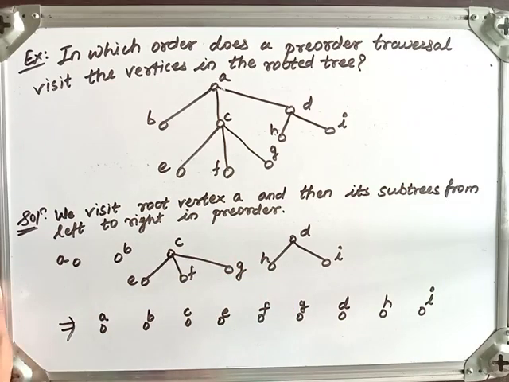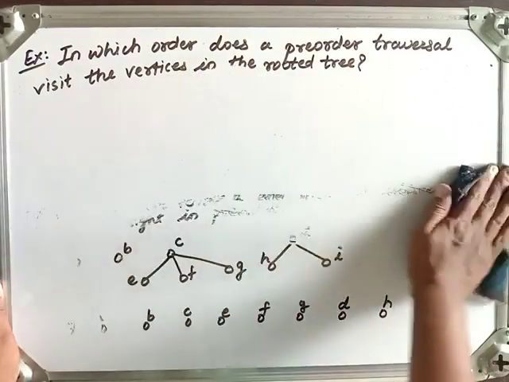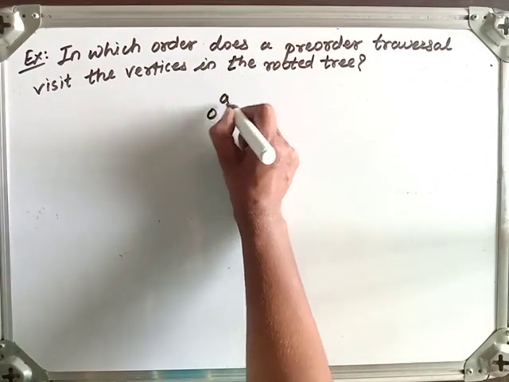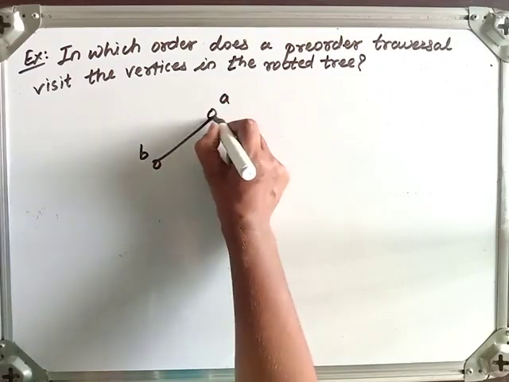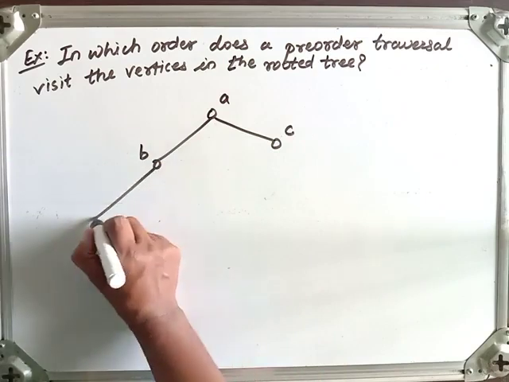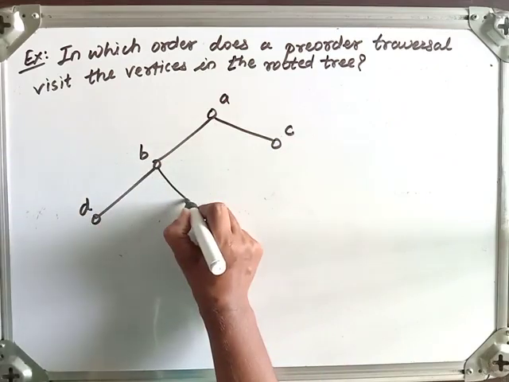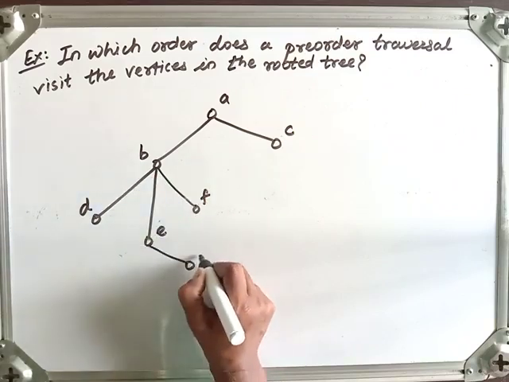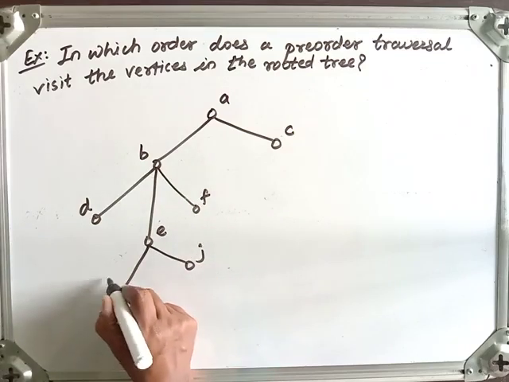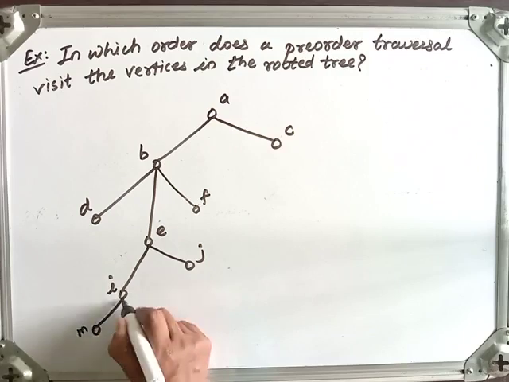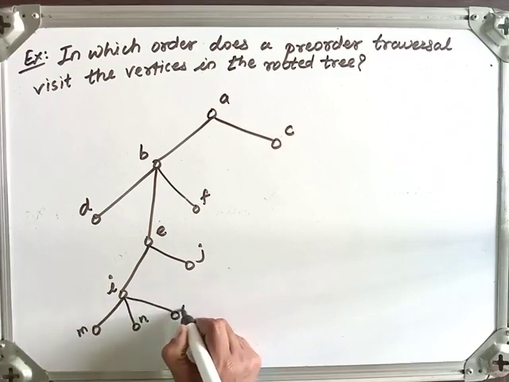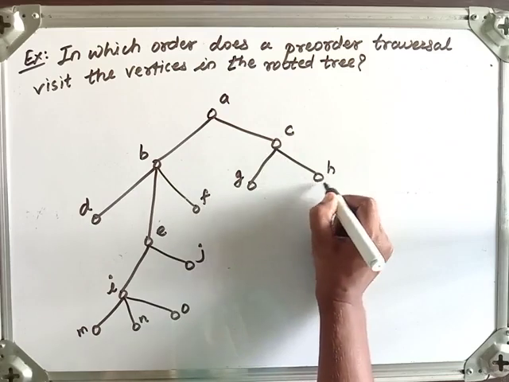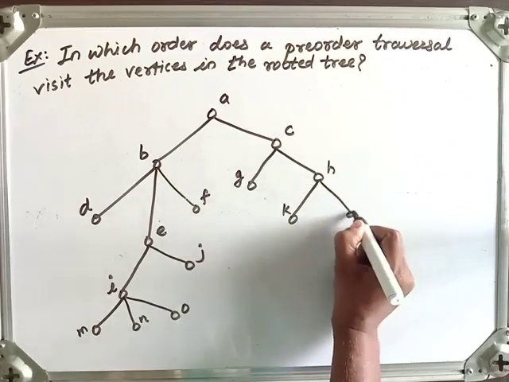Now let me give one example of this kind as homework to you. This is A. It has a child B, another child C, suppose here D, here F, then again E is here, suppose J, here I, M, N, and then O. Here C has a child G, then H, and here K, L.